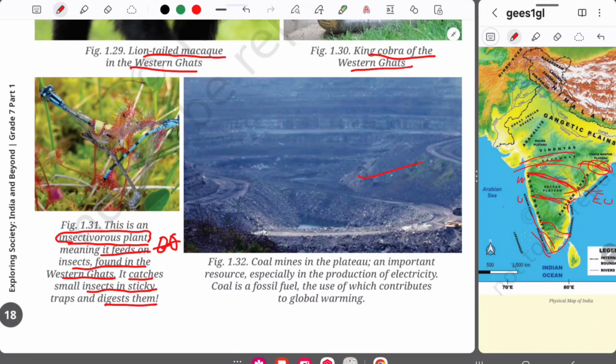In another image we have a coal mine in the plateau. The coal mine is a very important resource, contributing towards our country's development, especially in the production of electricity. We can produce electricity from this coal mine as well. And coal is a fossil fuel, the use of which contributes to global warming. So this coal is a fossil fuel.